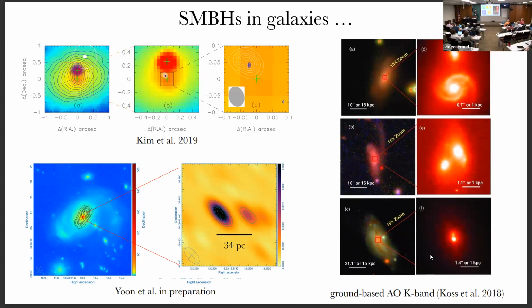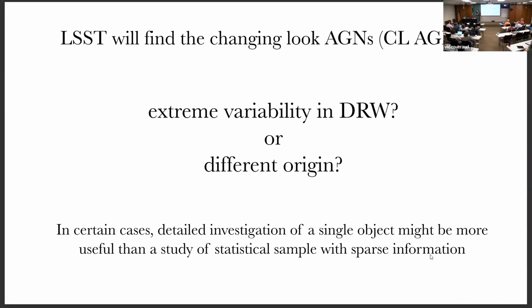So the supermassive black holes in galaxies in general, it's not necessarily one single black hole, it could be more complicated. So what I'm going to talk about is, okay, some of these galaxies could be changing-look AGN. Obviously, LSST will just monitor the light curve over many years, like 10 years, but some could be changing AGN. And as Chris already alluded to in his talk, it could be a very extreme case of the variability in the damped random walk process, a very long time scale variation, possible.